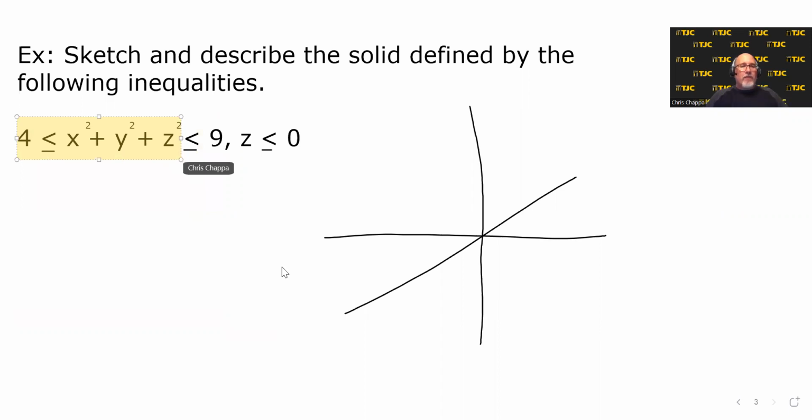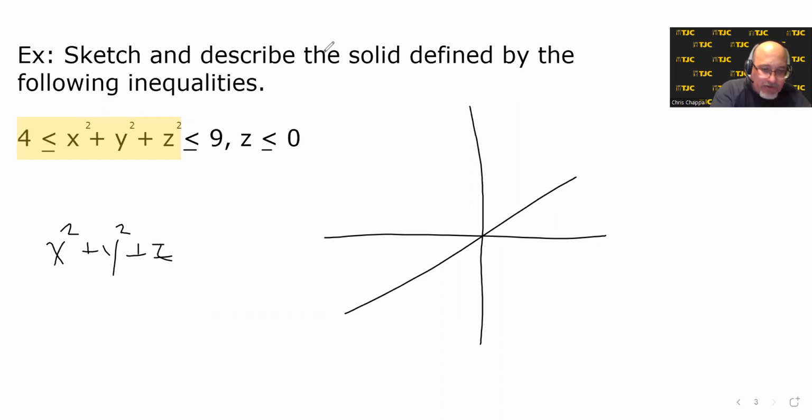What would it mean for x squared plus y squared plus z squared to be greater than or equal to 4? Well, let's start by thinking what it would mean if it equaled 4. Well, that's easy. It's a sphere whose center is the origin and whose radius is 2. So I could draw a sphere of radius 2 pretty easily.